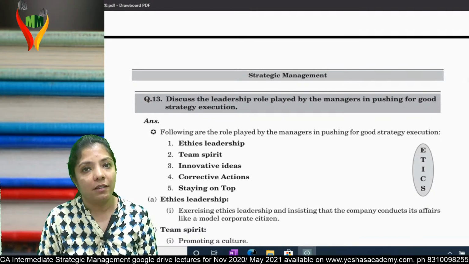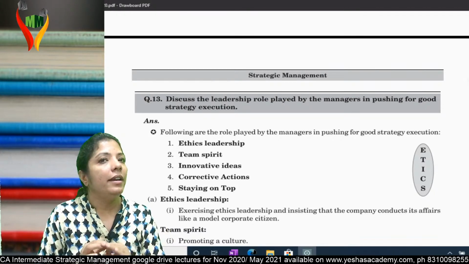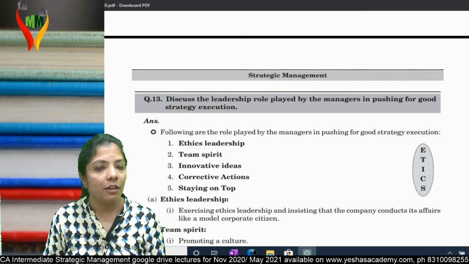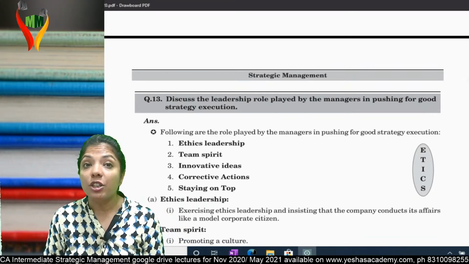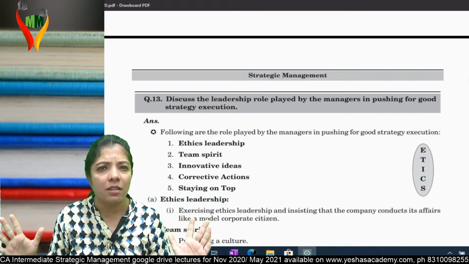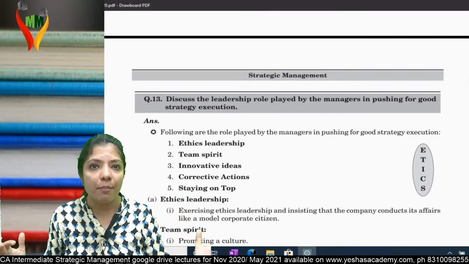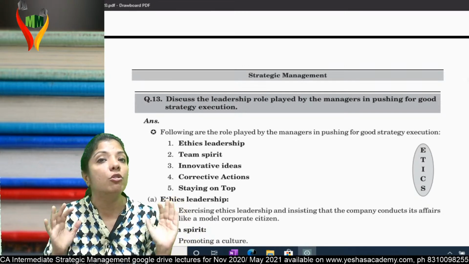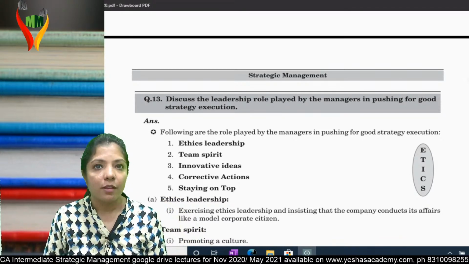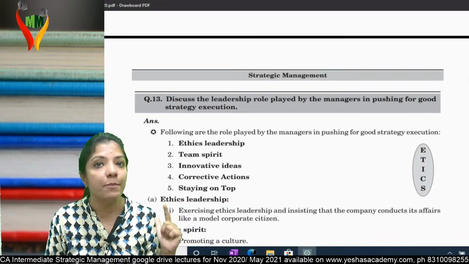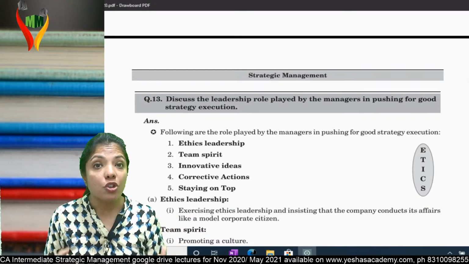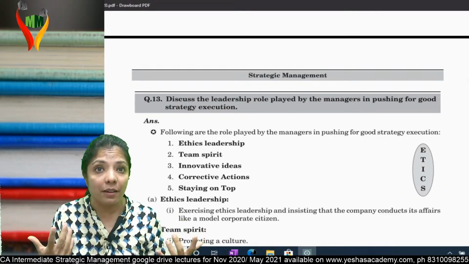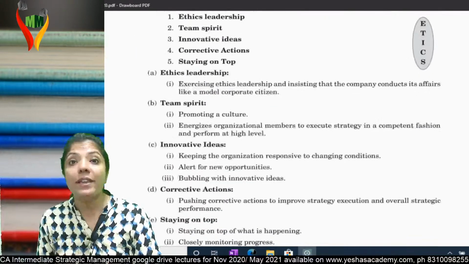First, ethical. Until and unless a leader is ethical, you cannot expect a subordinate to be ethical. Ethical leadership. Second, team spirit. The moment you say, I have done this, this is possible because of only me, it's over. No result is an effort of a single person, it's a team effort. Always say, we have done this. Ensure that the team spirit is always high. Third, innovative ideas.